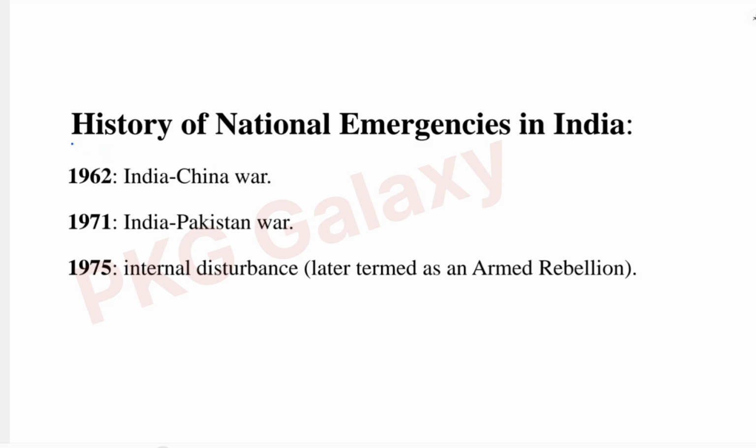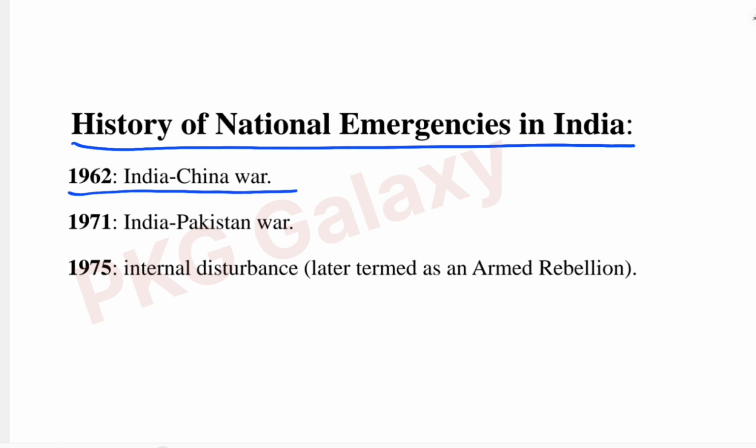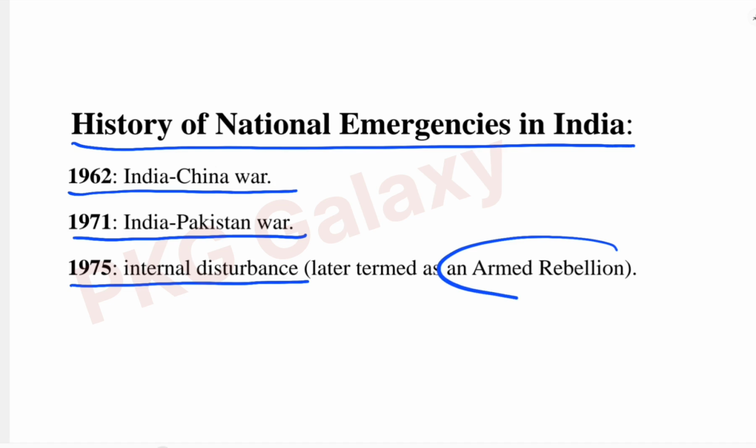Next, we'll see the history of national emergencies in India. So far, the national emergency has been called 3 times. First in 1962 during the India-China War, the second time in 1971 during the India-Pakistan War, and the third time in 1975, that was for internal disturbance. Later, it was termed as armed rebellion.